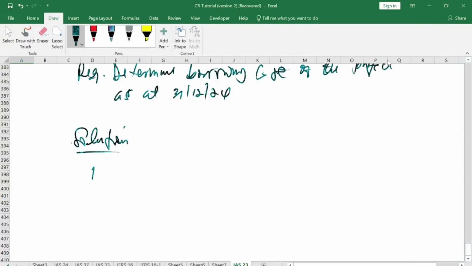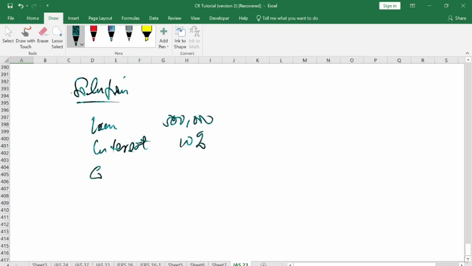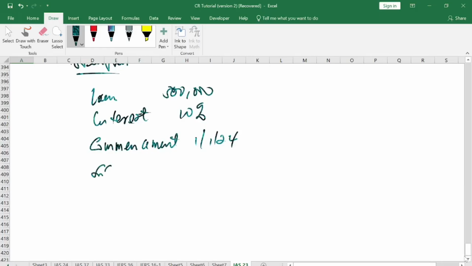Solution. We have what? The loan. The loan is 500,000. And then the interest on the loan is what? 10%. The commencement of this is 1st January 2024. Now, there are suspensions. So the suspensions are in between. First one is strike. And the strike happened from 31st March 2024 to 31st May 2024.